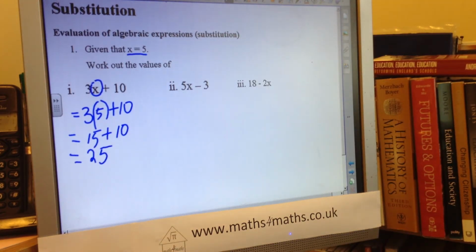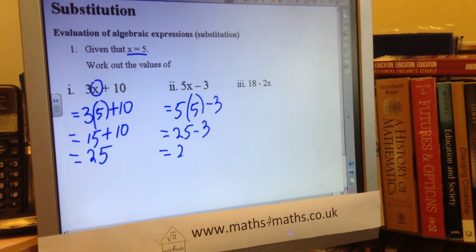The next one, 5x minus 3, meaning 5 times a number minus 3. So we're going to have 5 times, what number we're talking about? 5. So we put the 5 here and minus 3. That gives us 25 minus 3 to equal 22. Next one is 18 minus twice a number. The number here is 5, so we're going to get 18 minus 10 to give us 8.